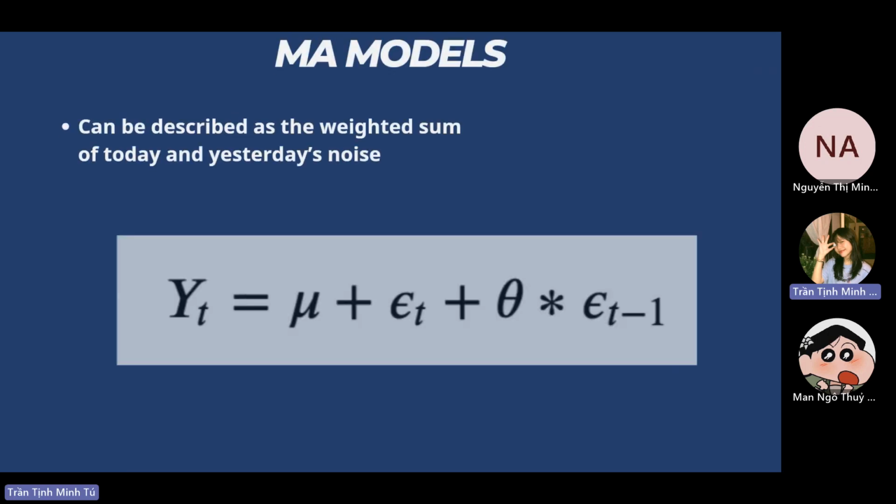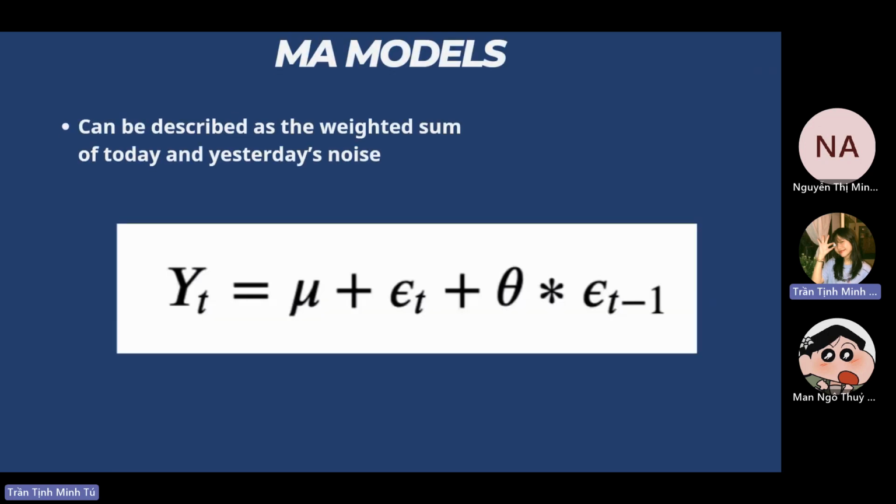Next is the MA model. MA stands for moving average, and can be described as a weighted sum of today's and yesterday's noise. In other words, the mathematical idea is as follows.